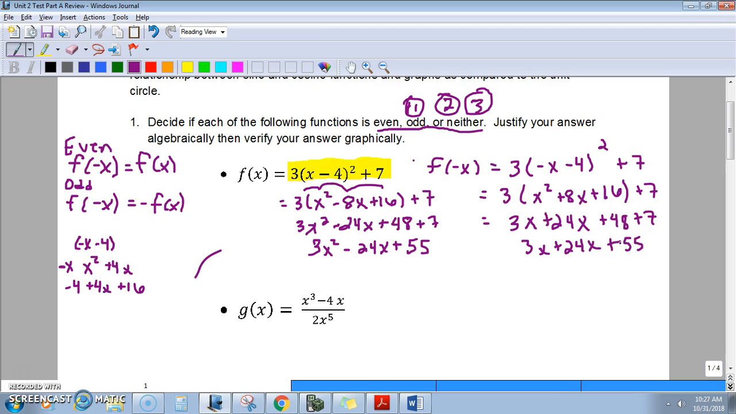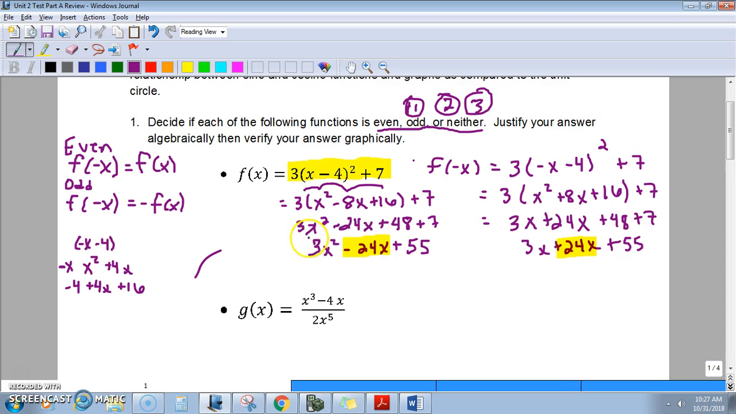Okay, so do I have the same exact thing? No, so it's not even. Do I have the same exact thing except one's a negative and one's a positive? Well, you might be tempted to say yes, because it looks very similar, except that this is negative and this is positive. But remember, we have to talk about the whole output of the function.